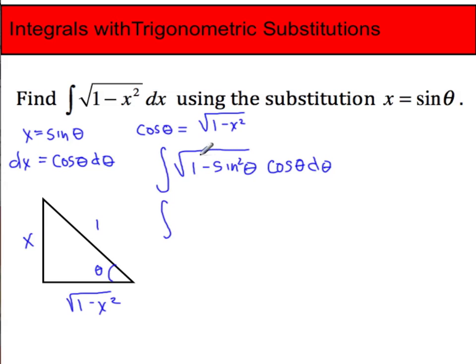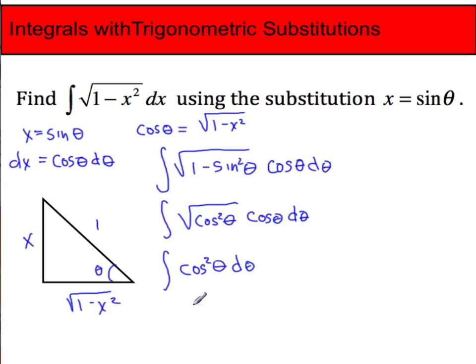Okay, you should know from your formula booklet and your dozens of years of mathematics that 1 minus sine squared is cosine squared. So this is cosine squared, and that's still cosine theta d theta. So the square root of cosine squared is cosine, times cosine again. We're going to get cosine squared. So this whole mess simplifies to cosine squared d theta.